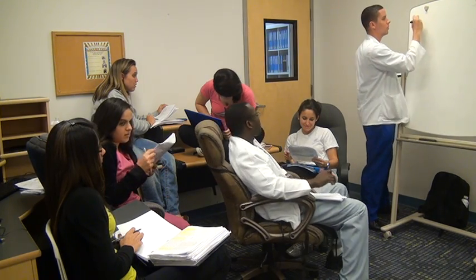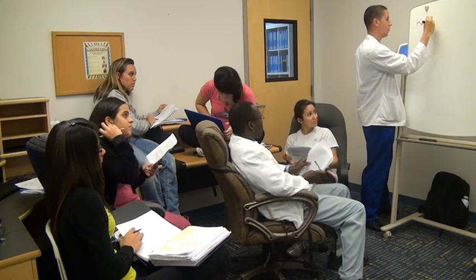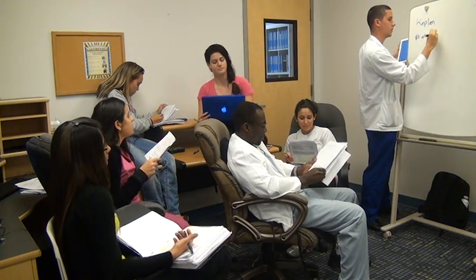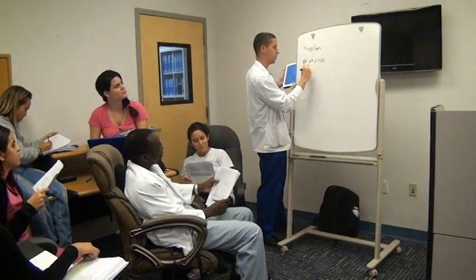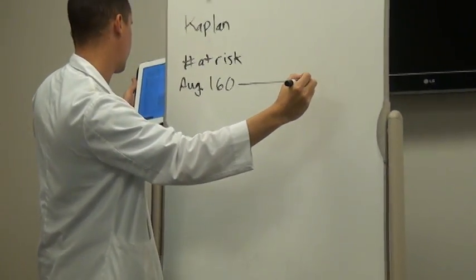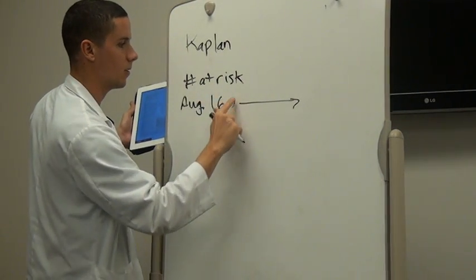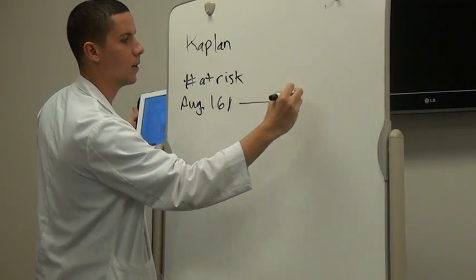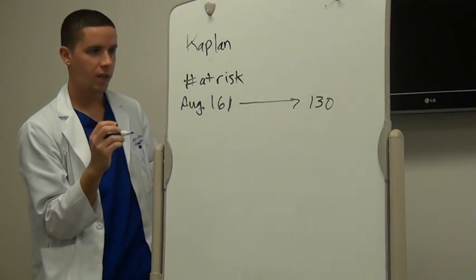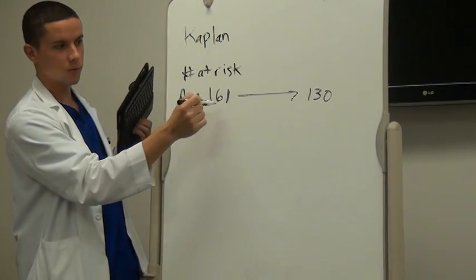Okay, so which one? Kaplan-Meier curve, right? Number at risk. For augmentin, they started at 161 and they ended at 130. Correct? Yeah. And you're saying there's only 30 treatment failures as opposed to 31?